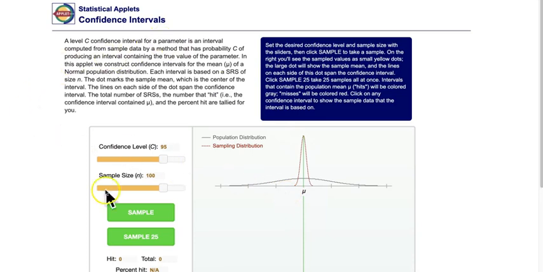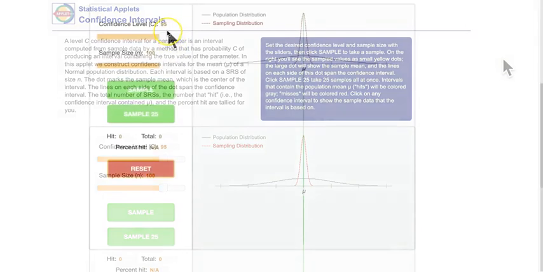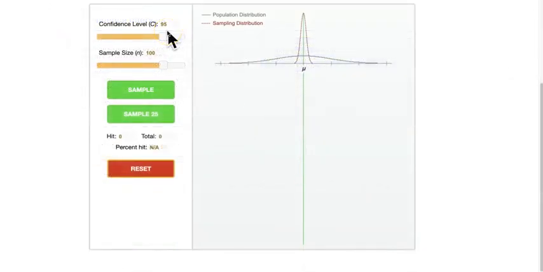So here I have this applet, and I have the link in our notes if you want to play with it. Here I'm going to ask for a 95% confidence interval. The most popular ones are going to be 90, 95, and 99. I've noticed that statistical software tends to default to 95, but we could change this if we wanted to.